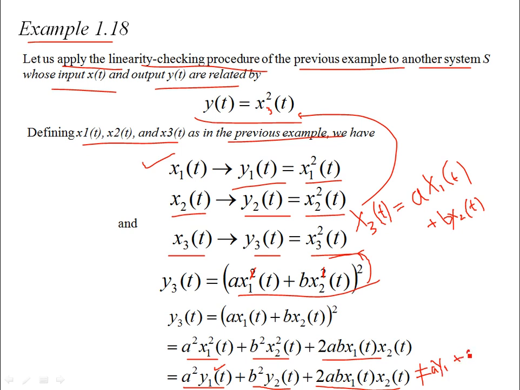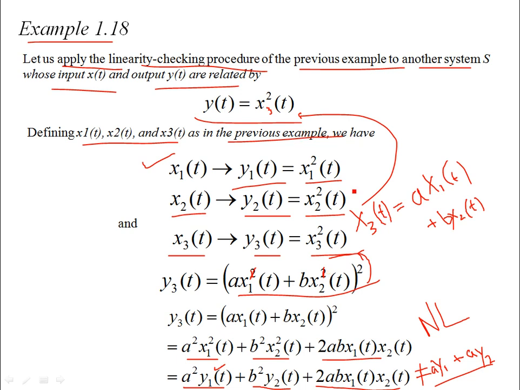If it was linear, you should have two terms, but over here you have three terms, which is not the weighted superposition of the individual responses. Therefore, you cannot say the system is linear. It is a non-linear system. The quadratic system is a non-linear system.